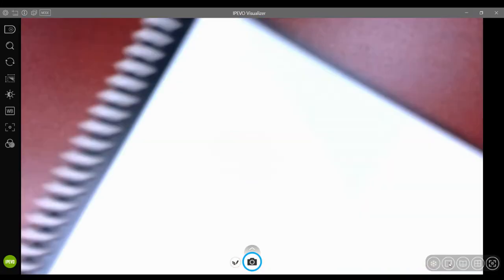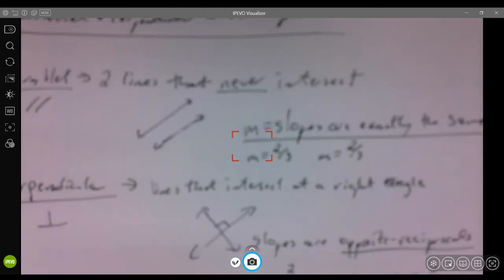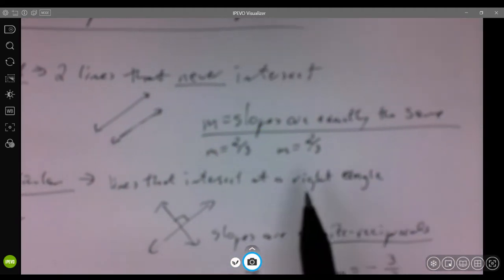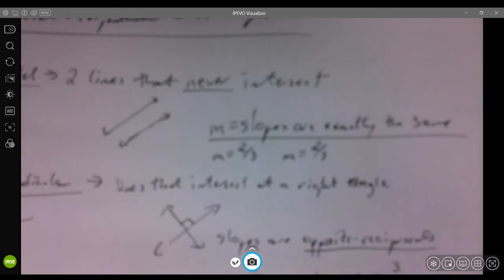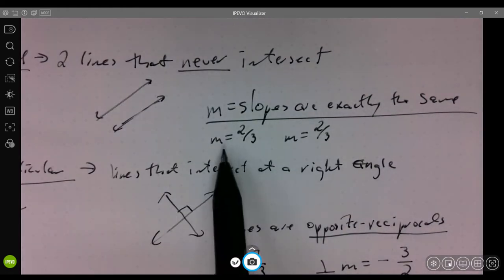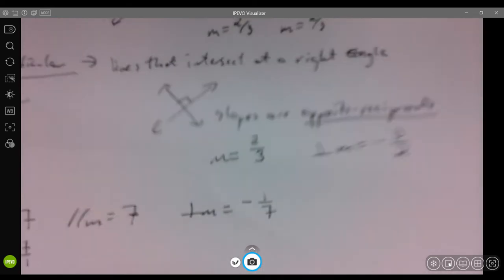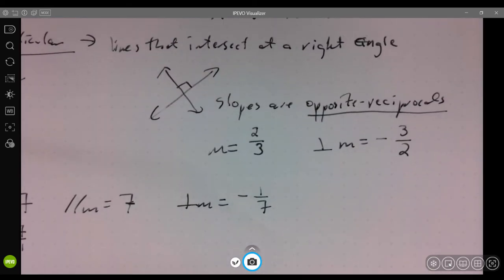Hi guys, so today we're going to continue on with parallel and perpendicular slopes. I'm actually going to go back one step and give a couple of reminders. For parallel lines, the slopes are exactly the same. So if the slope of one line is 2/3 and you want the slope of a parallel line, it's the exact same. Slopes of perpendicular lines are opposite reciprocals, meaning that you take the fraction, you flip it, and you change the sign.